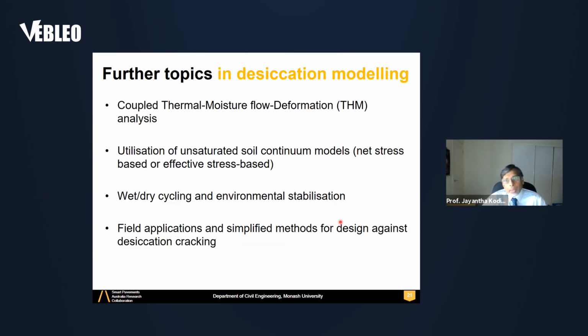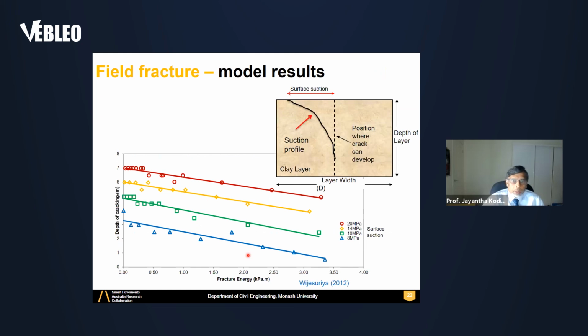So further topics in desiccation modeling that you need to consider: coupled thermal-moisture flow-deformation, or THM, utilization of unsaturated soil continuum models, net stress-based or effective stress-based, wet-dry cycling and environmental stabilization is a concept, and we can see how that happens. Field applications and simplified methods for design against desiccation cracking. So these are some of the topics one can pursue for future research.